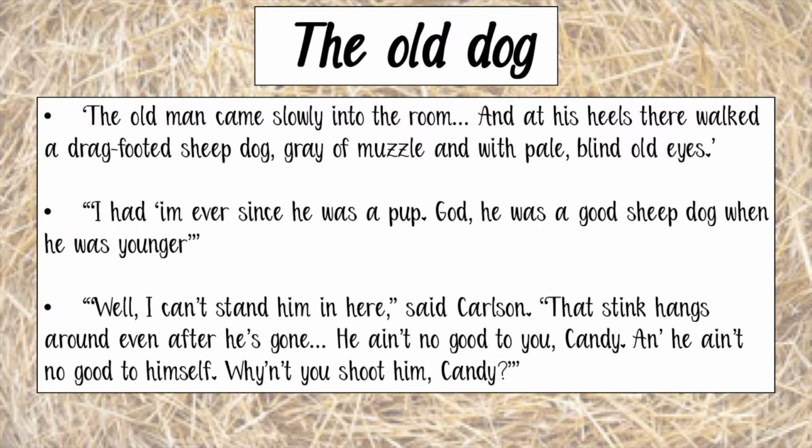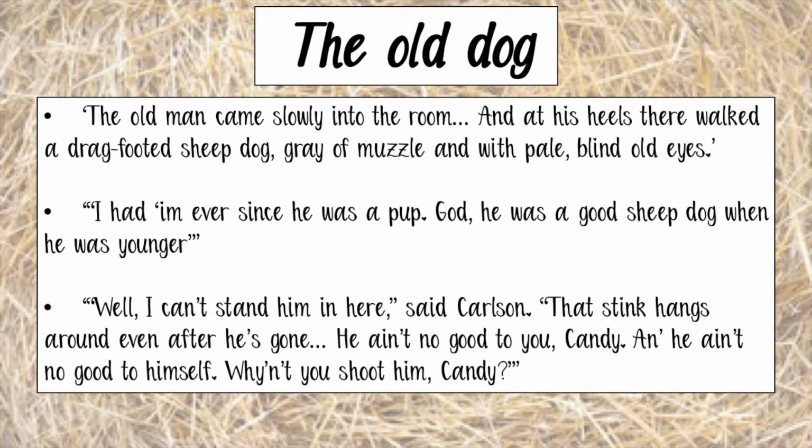And of course, we can't talk about Candy without talking about his old dog. That dog follows him everywhere. "The old man came slowly into the room, and at his heels there walked a drag-footed sheepdog, grey of muzzle and with pale, blind old eyes." So like Candy, his dog is also old and also disabled because he's blind.